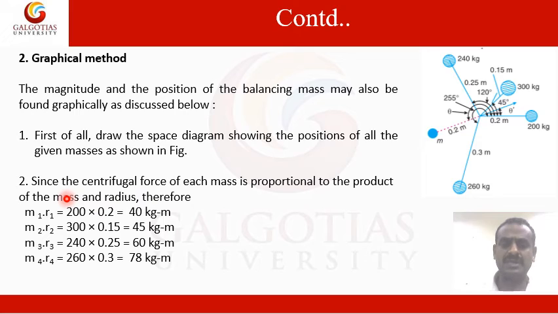Step number 2: the centrifugal force of each mass is proportional to the product of mass and radius. So this is the formula for calculating the centrifugal force. For each mass, the centrifugal force is calculated, that is m1 r1, m2 r2, m3 r3, m4 r4. After substituting the values of m and r in this equation, we get the centrifugal forces for the 4 masses, that is 40 kg meter, 45 kg meter, 60 kg meter and 78 kg meter.